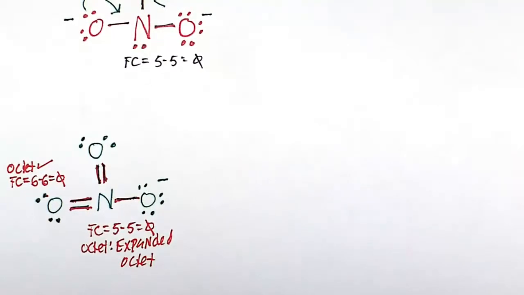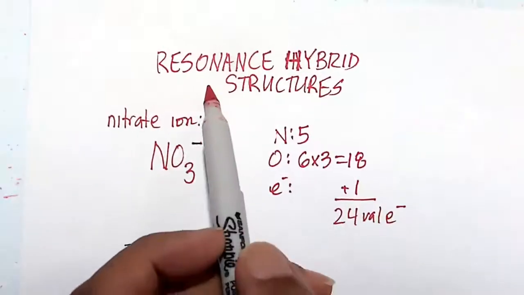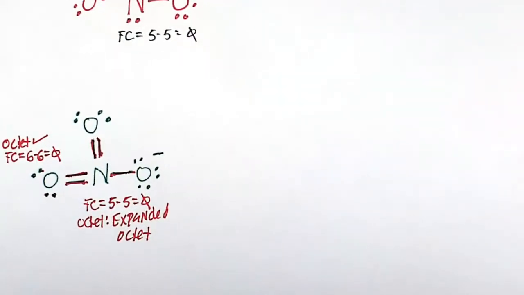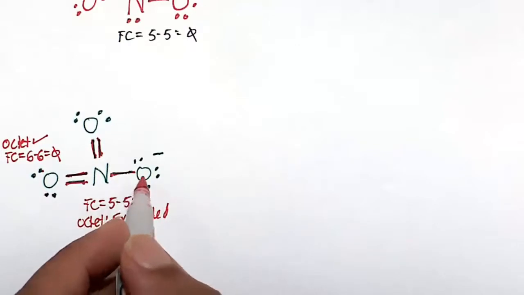So this is good. This is a representation of the nitrate ion, but that's not the correct answer. In fact, it's 1/3 of the correct answer. The reason I'm saying that is because of resonance. There are 3 forms of the nitrate ion. All of them are equally weighted, all of them are equally valid, and it has to do with the location of the single bond.